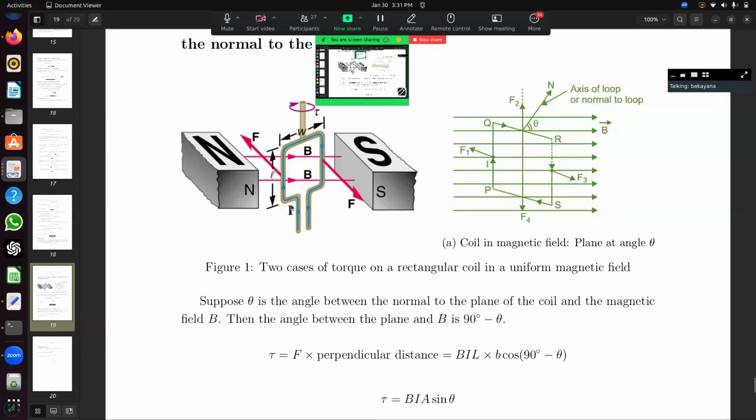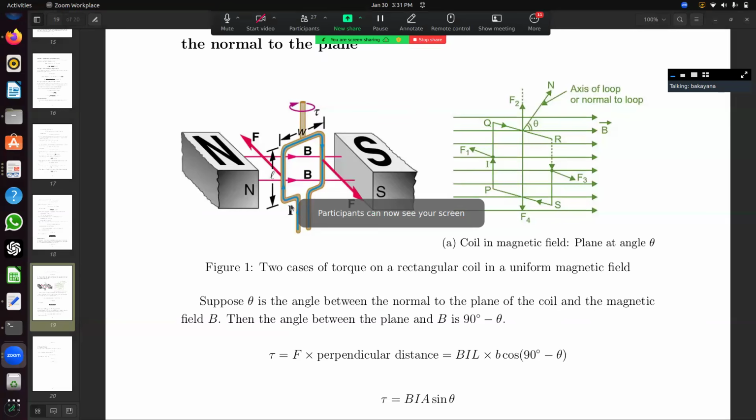So this is actually what we have. Hope you can see. This is actually what I've been demonstrating. And this is what happens in a moving coil galvanometer. In O level, if you have ever seen a galvanometer, this is what happens inside a galvanometer.